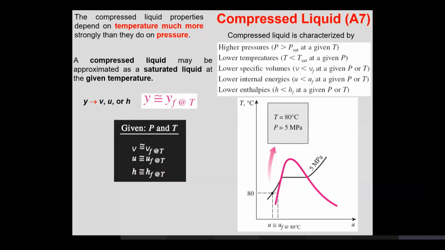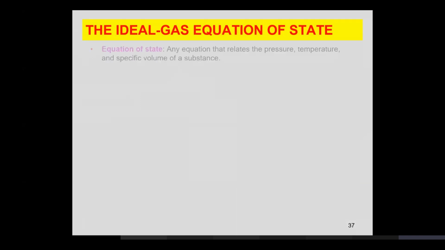Now we'll move on towards the concept of ideal gas, and we'll try to see the ideal gas relationship. The ideal gas equation of state is an equation that relates pressure, temperature, and specific volume of a substance. And if you remember, you have ideal gas property tables for air, nitrogen, oxygen, hydrogen, and different gases. They are there at the end of the book.